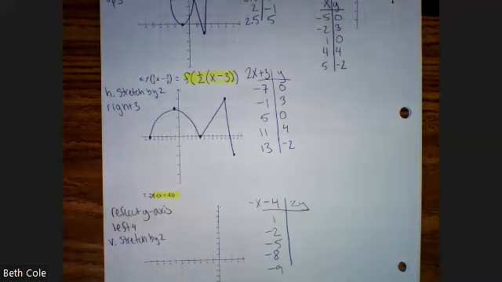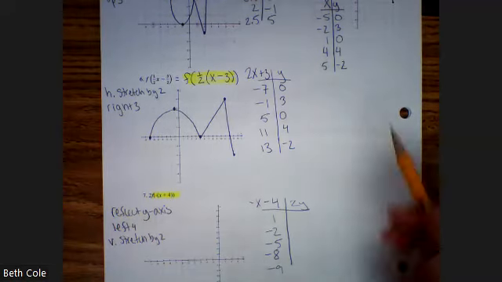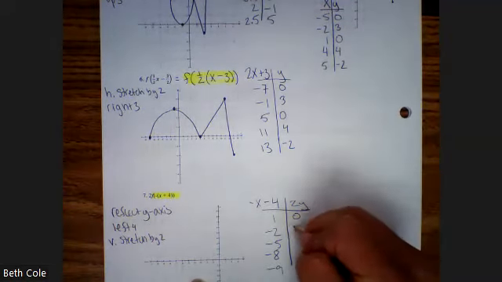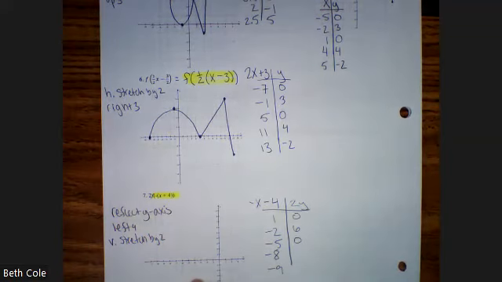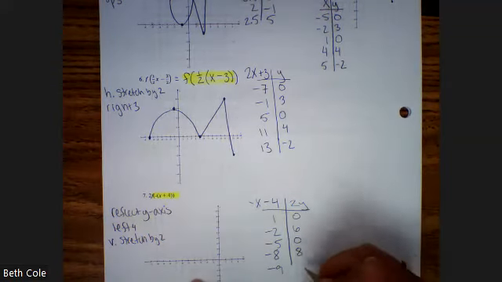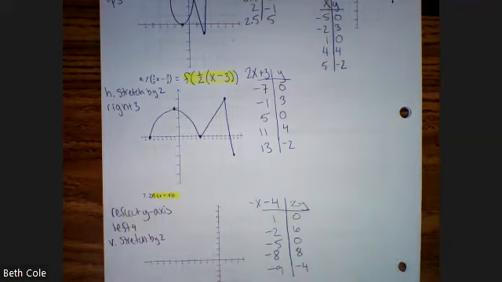The y's were a little bit easier because you're just going to multiply them all by 2. So it'll be 0, 6, 0, 8, -4. You squared it, but you're multiplying by 2.